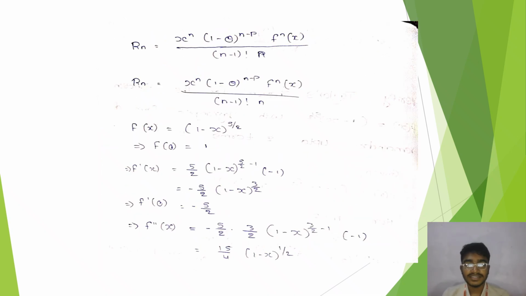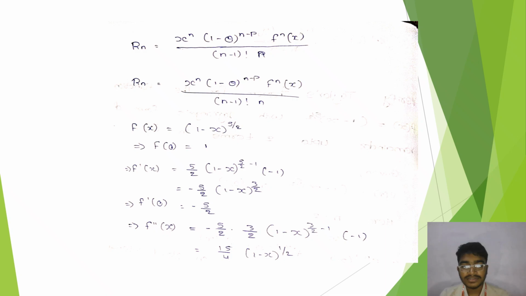Rn is equals to x power n into (1 minus theta) power n minus p f power n of theta x by (n minus 1) factorial into p. F of x is equals to (1 minus x) power 5 by 2 from the question. F of 0 is equals to 1.